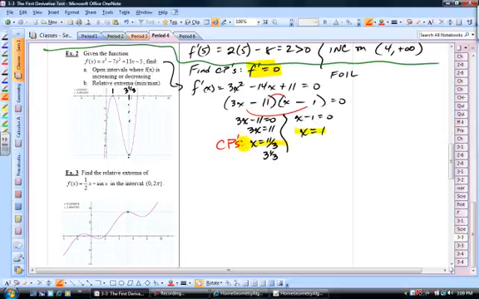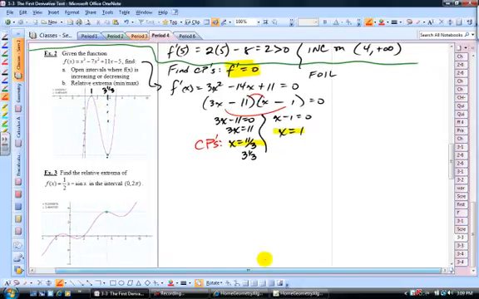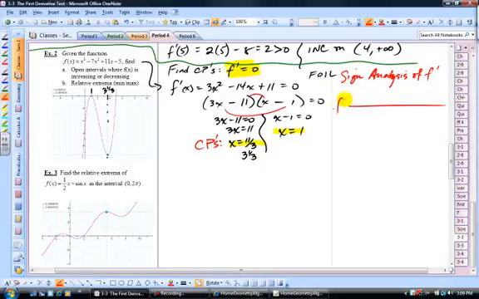They're going to give us our relative minimum and max. But without the graph, how do you determine what you have? So what you do is you do a sign analysis. Okay? A sign analysis. So let's do that. First, sign analysis of f prime. Okay? So here we go.